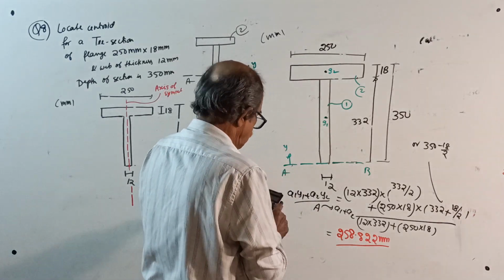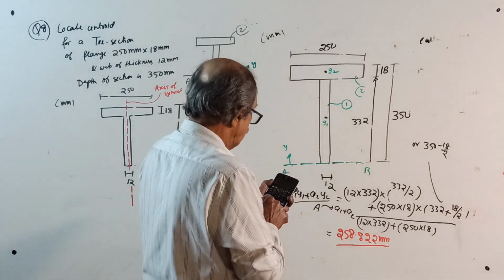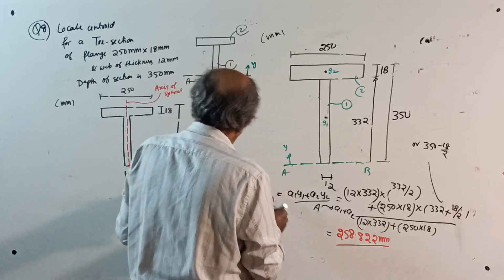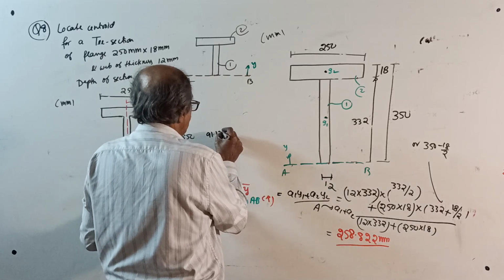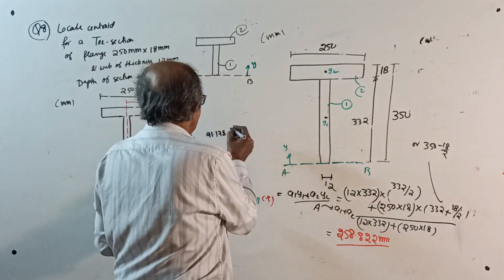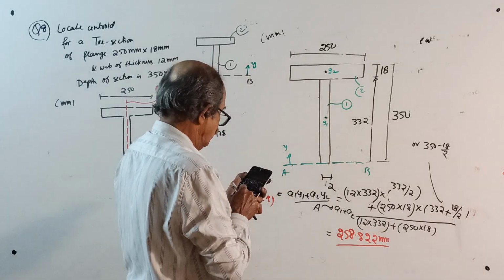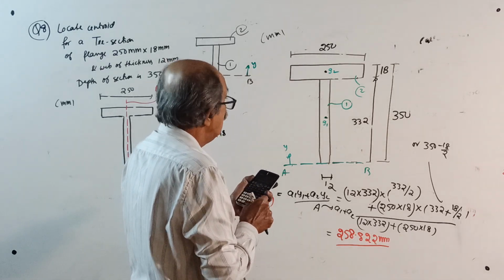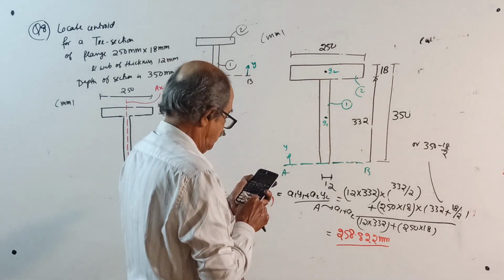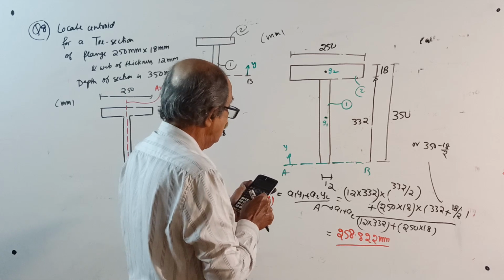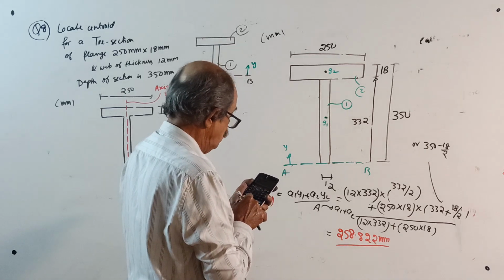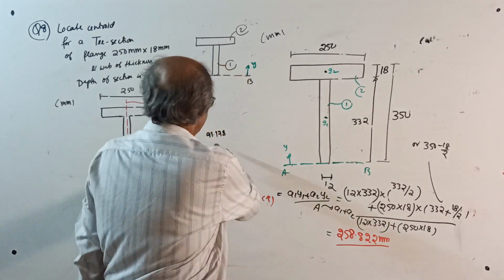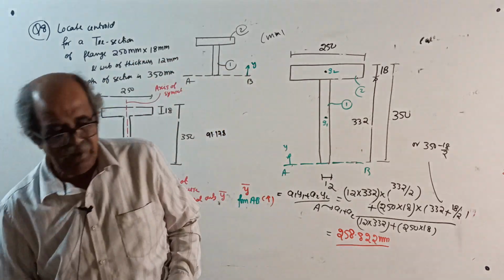If it is 258.822, from top it should be 350 minus 258.822, that is 91.178. Okay, I'll do one thing. I'll find from top now because I do not want mistake. 250 into 18 into 9 plus 12 into 332 into 350 minus 332 divided by 2, divided by area 12 into 332 plus 250 into 18. 91.178. Yes, correct. See, I got the answer. Everything is over.